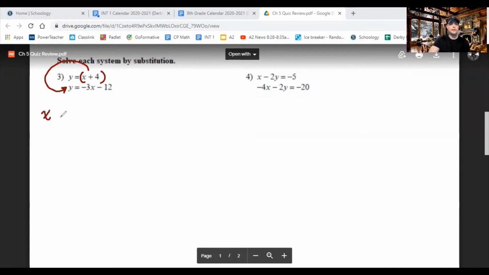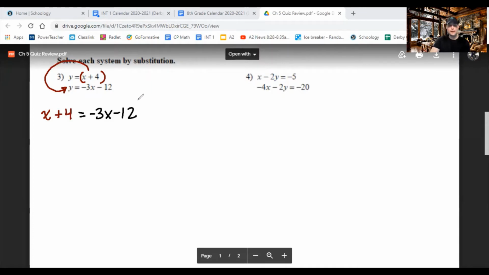So now I'm going to rewrite the second equation, or step 2. We're going to use substitution and rewrite it. So we have x plus 4 equals negative 3x minus 12. So you've done the first two steps. Well, this first step, isolate a variable, was done for you. The second step is wrap a parentheses, substitute in the second equation, and now we're ready to move on to step 3, which is to solve.